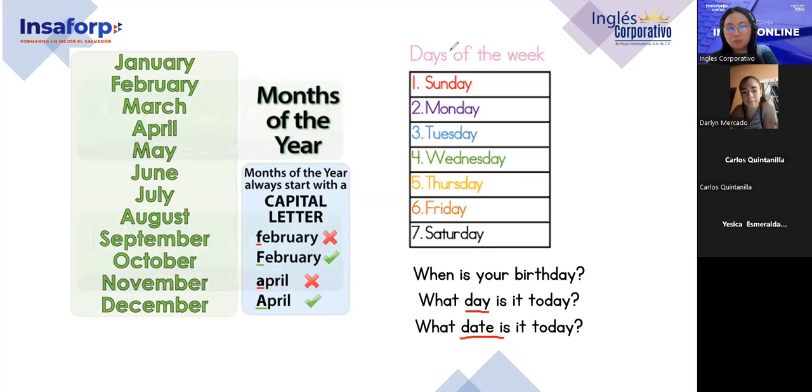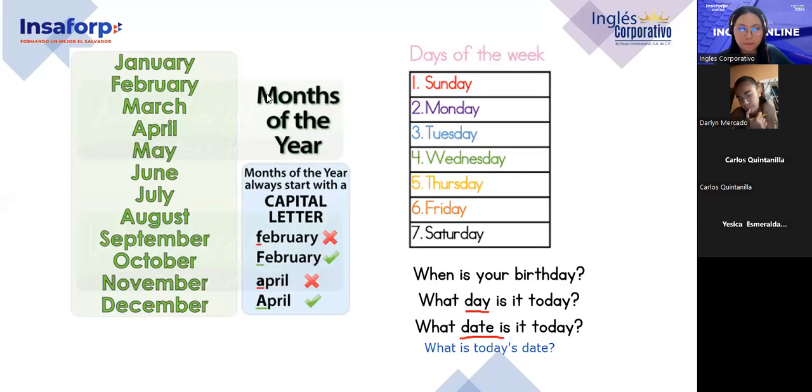Perfect. But on the other hand, if I say, what date is it today? La fecha. O esta también se redacta así, miren. Probablemente para que no genere confusión, podemos decir, what is today's date? Es lo mismo, solo que en otras palabras. What is today's date? What day is it today? That's it. All right.